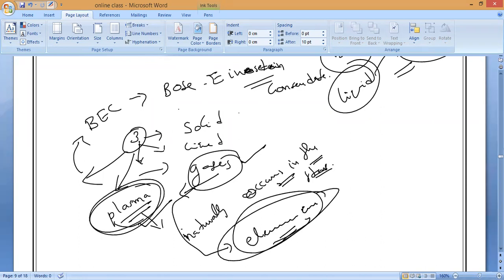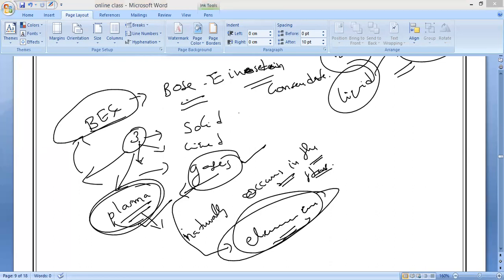Next, a completely artificial matter, which is prepared in our laboratory. That is also named after one of the Indian scientists and Einstein. That is why it is called BEC. What is that BEC? Bose-Einstein condensate. Do you understand, guys? Please respond.